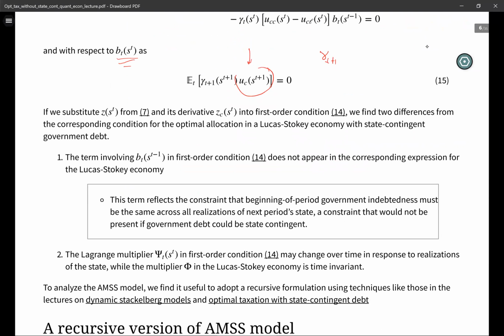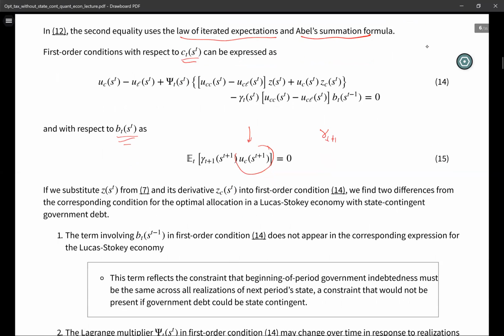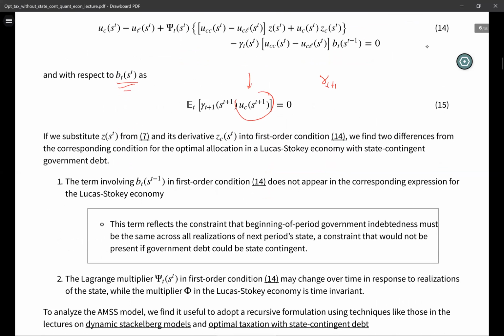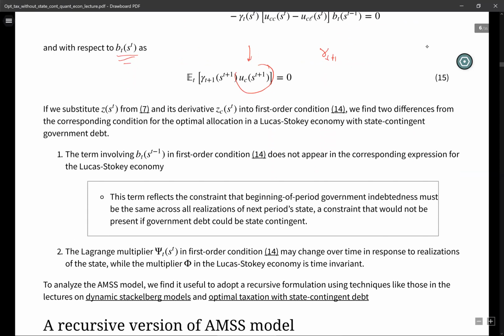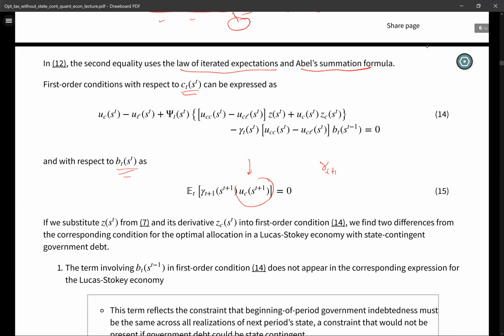Okay, so now we see, so here's what's going to happen. Here's some preaching about the differences between this and the Lucas and Stokey economy. Well, this equation looks a lot like the conditions that we got in the Lucas and Stokey economy. Remember, in the Lucas and Stokey economy, if psi was phi, then this looks a lot like Lucas and Stokey. But phi was a constant in Lucas and Stokey. And here, psi moves around.